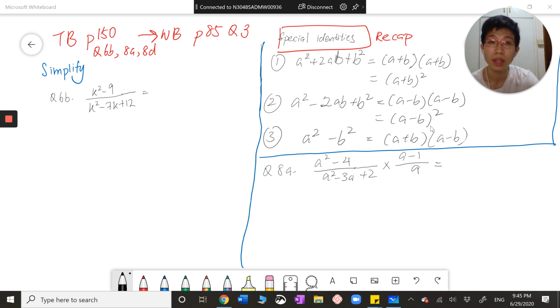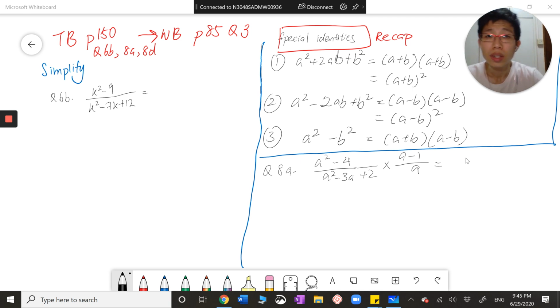When they say simplify, it just means you are dividing the common factors in the numerator and denominator in order to simplify it. Before we go on to simplifying, let's do a quick recap on the special identities. These are all the concepts you have learned in chapter 6. You can see chapters across each other are connected, so you need to be firm with chapter 6 before you can move on to chapter 7.